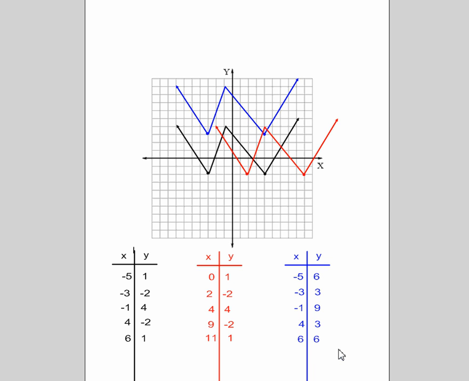Again, this is basically just an introduction to translations, which is one of the transformations you're going to cover in this section.